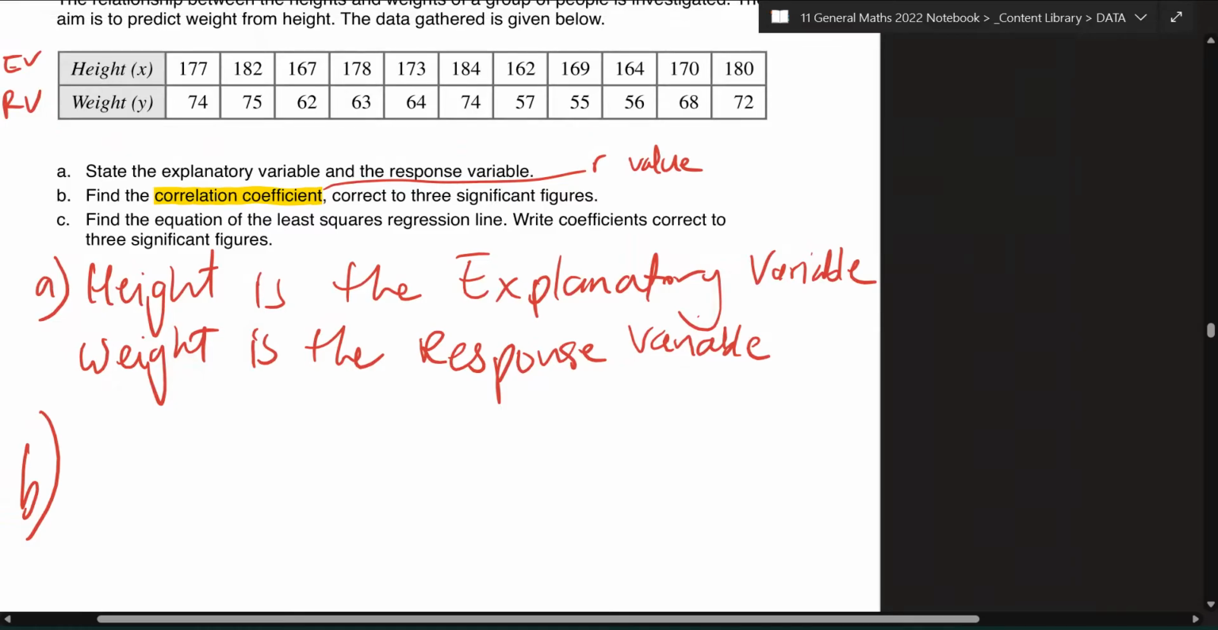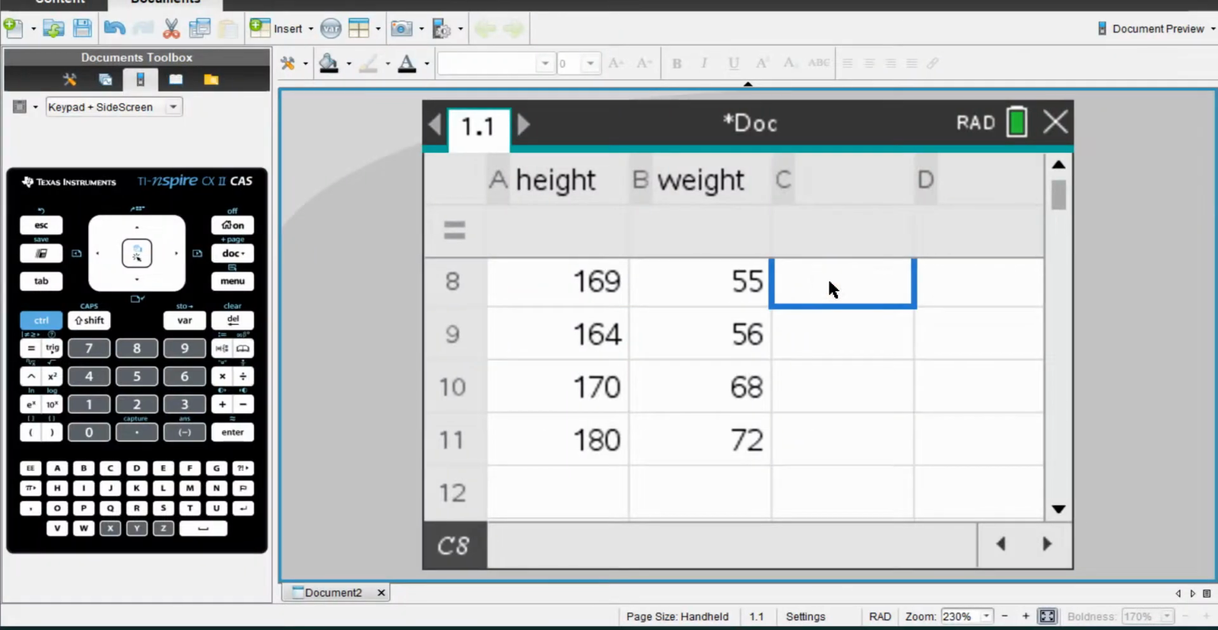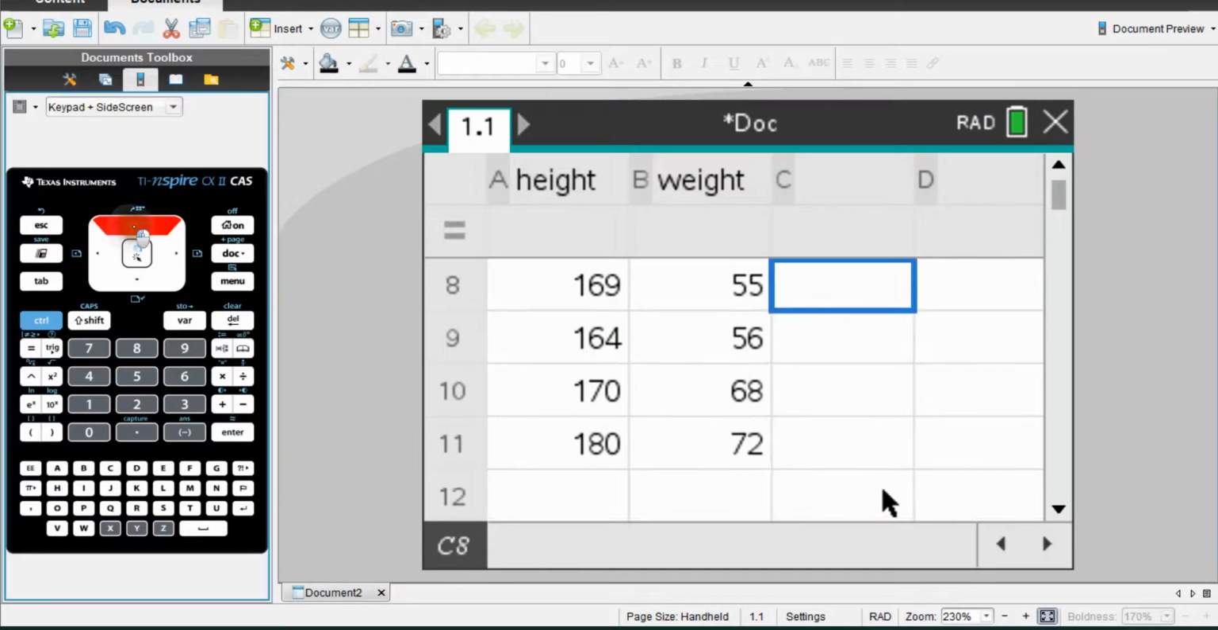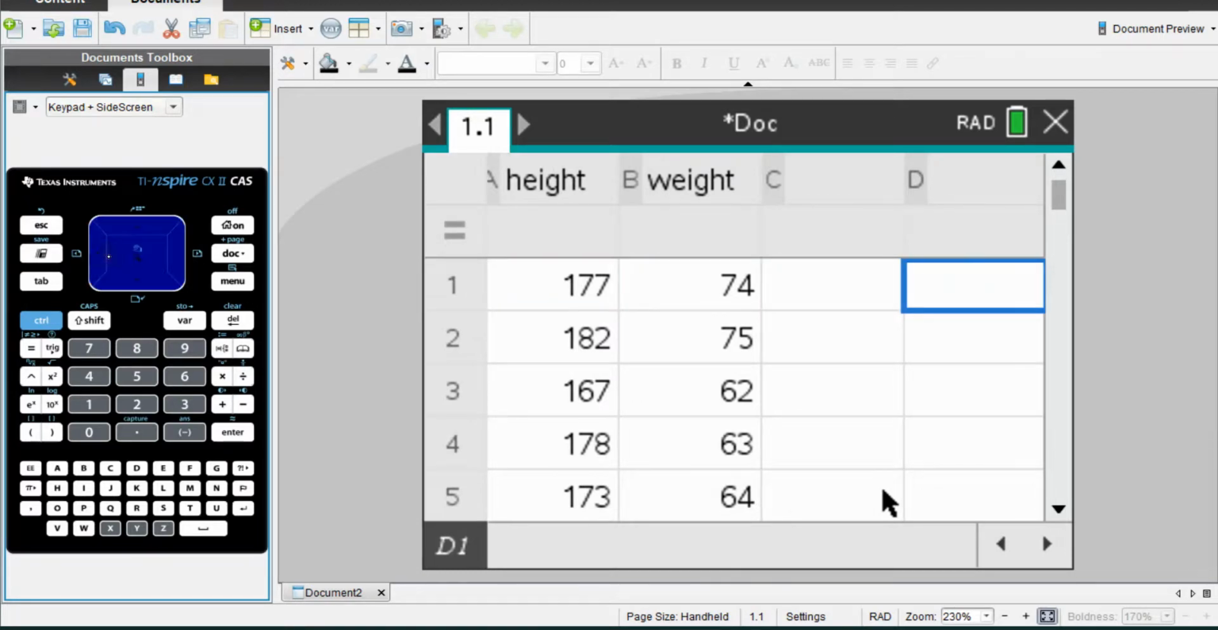Pearson's correlation coefficient, the R value. On my calculator, let's look for the R value. Put your cursor all the way to the side. Try not to highlight it or put it here because you might overwrite your data. So just put it to the side here.